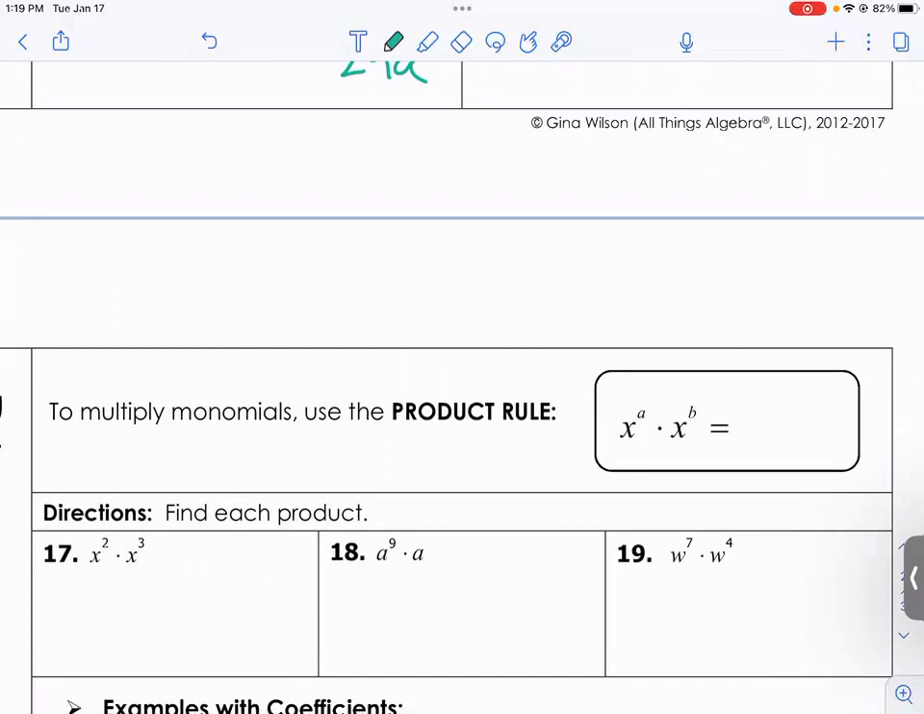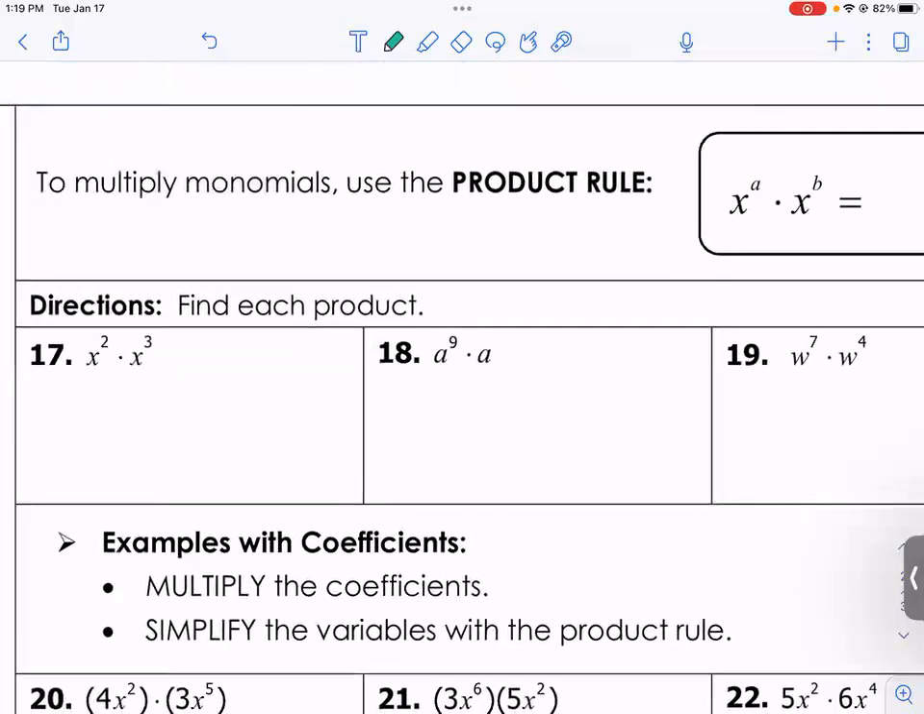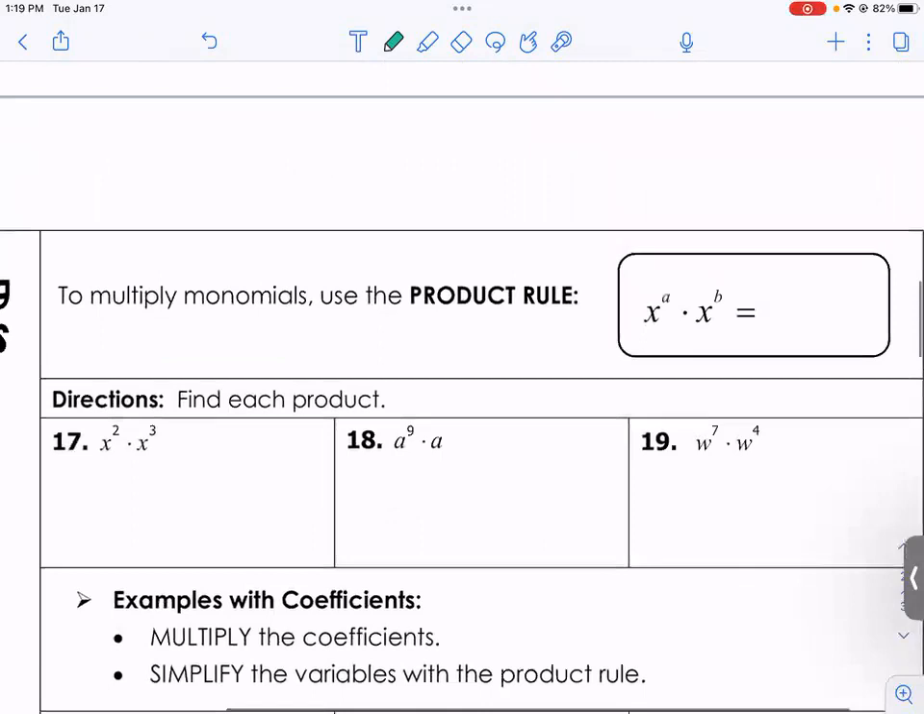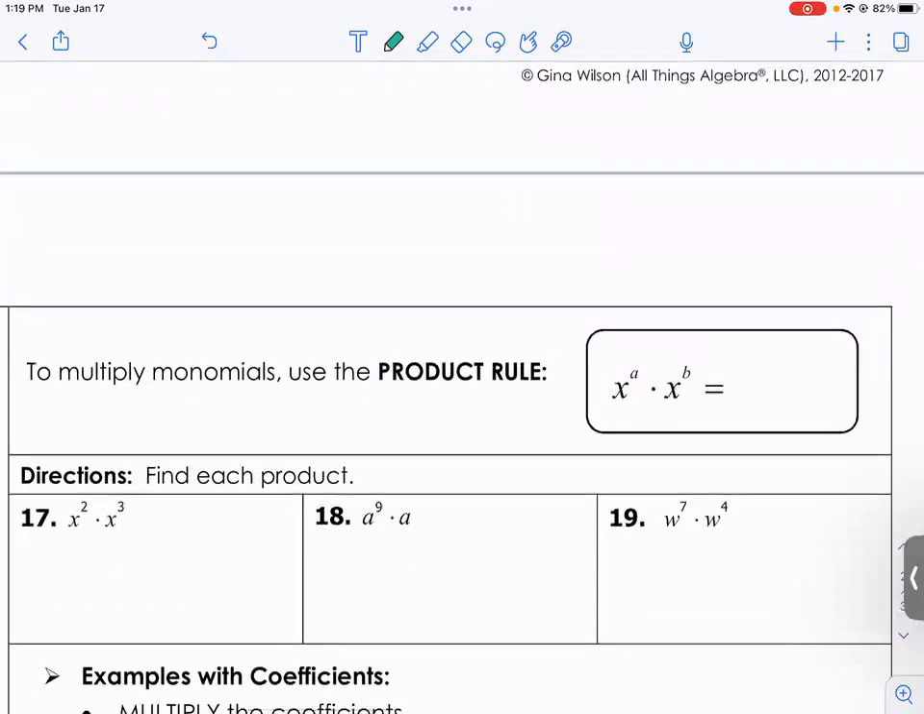Okay, so I want you to look at this right here. I'm telling you that x squared times x cubed is x to the 5th. And I'm telling you that a to the 9th times a to the 1st, right? If there's not an exponent, we assume it's 1, is a to the 10th. Have a conversation with your elbow partner about what you think the answer to number 19 is and why.